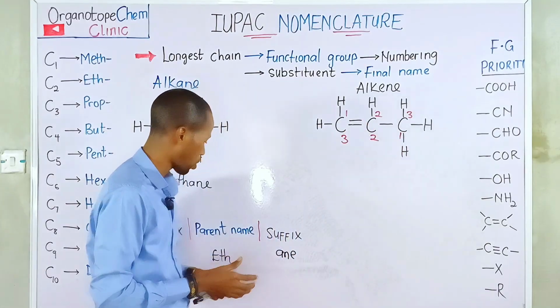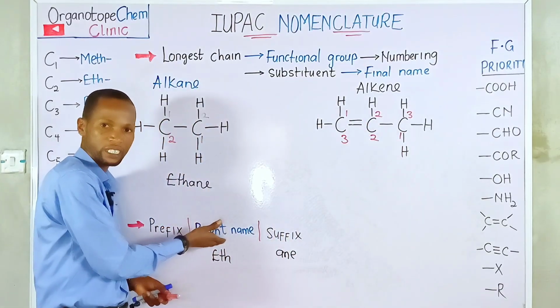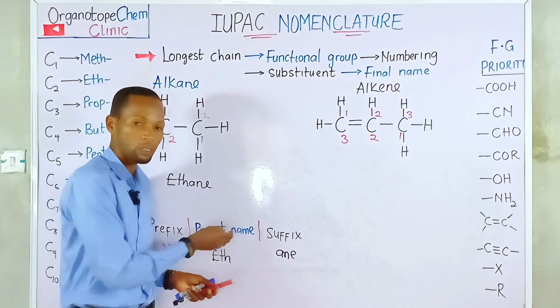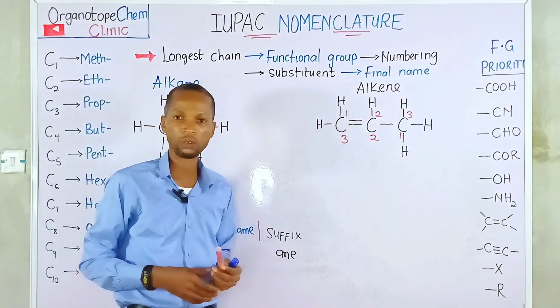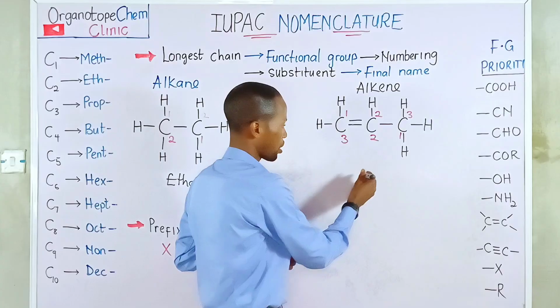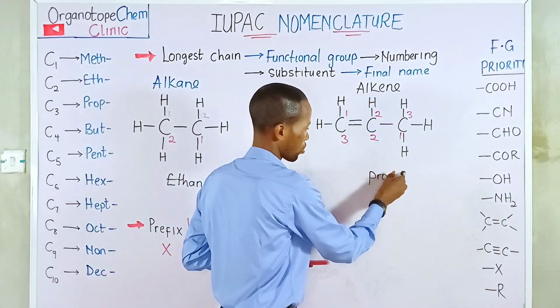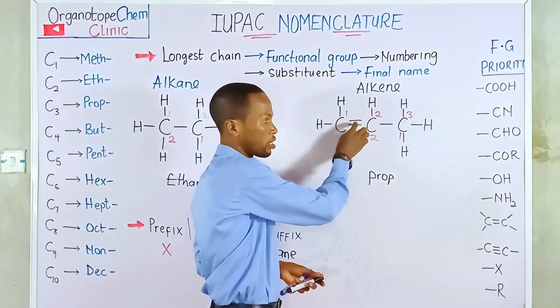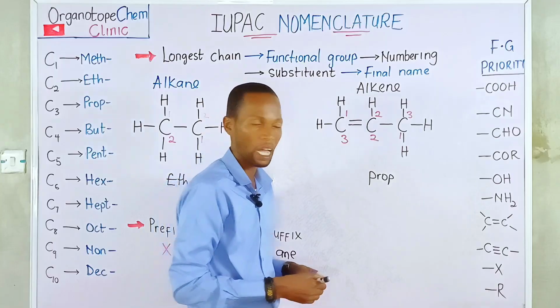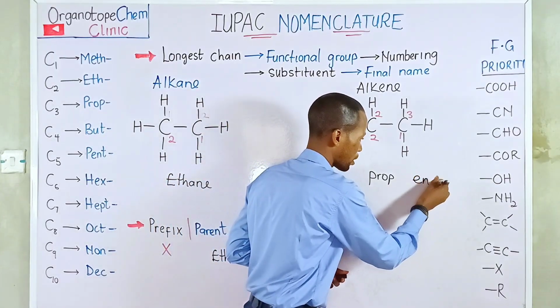Okay, so let's follow this pattern: prefix, parent name, suffix. What is the parent name of this molecule? That's right, we have prop. We can see a double bond in this molecule, so it is what? Alkene. So we have ene.